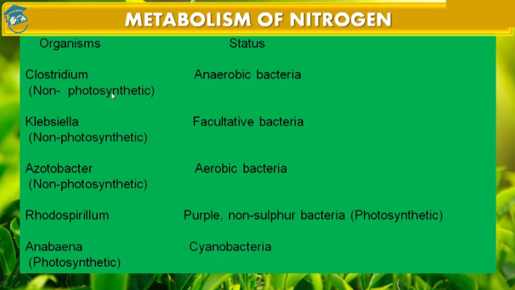Clostridium is a non-photosynthetic bacterium. It is anaerobic, that means it doesn't require oxygen to carry out its function. Then Klebsiella is also non-photosynthetic and it is a facultative bacterium. And Azotobacter is also non-photosynthetic and it is an aerobic bacterium. Then comes Rhodospirillum, which is purple in color and is a non-sulfur bacterium. It is photosynthetic. And Anabaena is photosynthetic and its status is cyanobacteria.